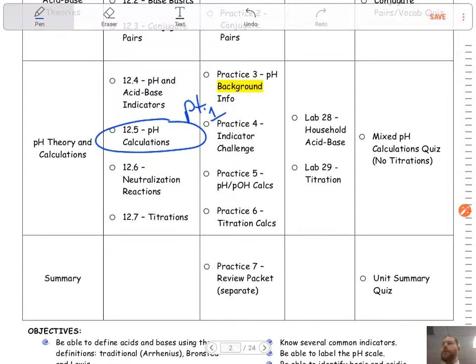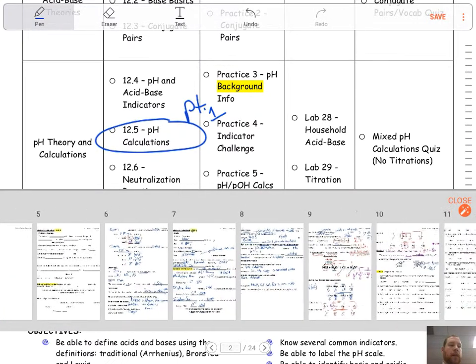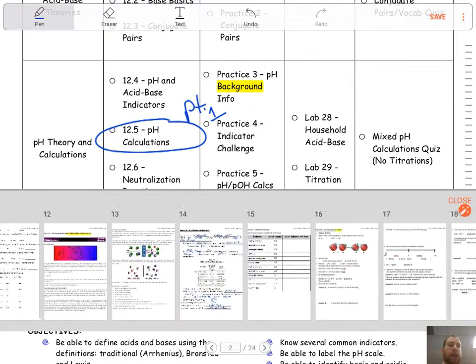Guys, this is video 12.5. This is part 1. In this video, we're going to talk about the first 3 equations, and then in part 2, we'll talk about the last 3 and kind of talk about how to figure out the power of H, kind of how they're related, how many times more acidic or basic a solution is. So let's jump right in.